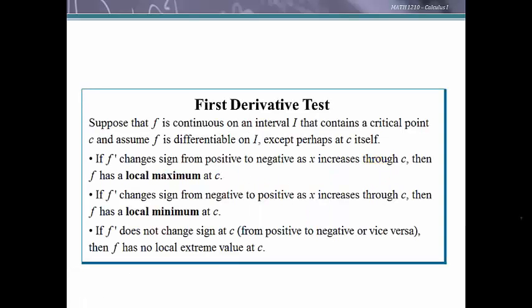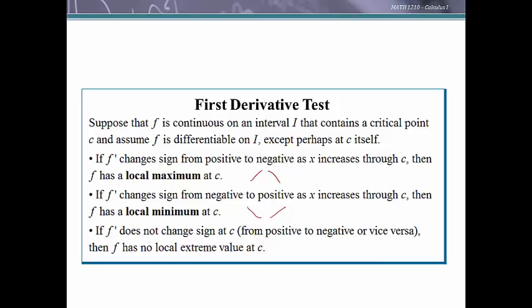Let's summarize this. It is what we call the first derivative test. Suppose that f is a function on an interval that contains a critical point c, and assume f is differentiable on the interval except perhaps at c itself. So it's okay that it's undefined right at c. If the derivative changes sign from positive to negative, so if you think about that, positive to negative, then we have a local max. If it changes sign from negative to positive, then we have a local min. If it doesn't change sign, then we do not have an extreme value.